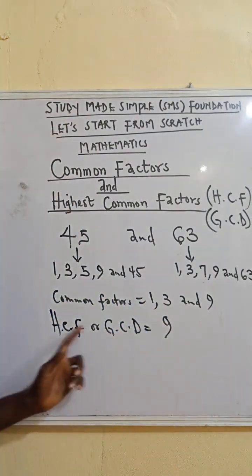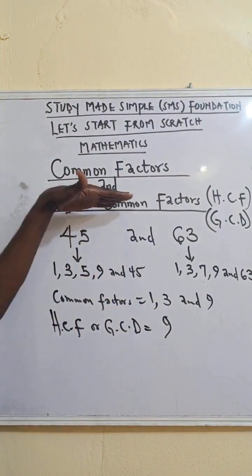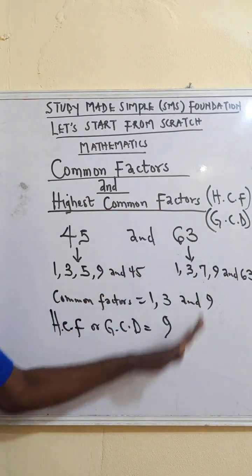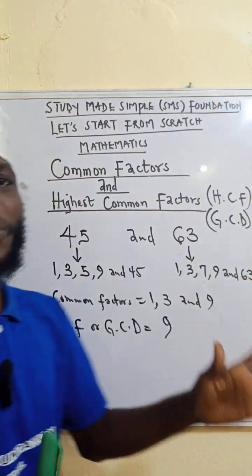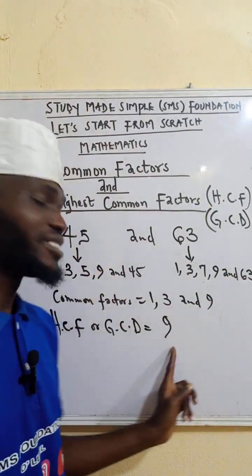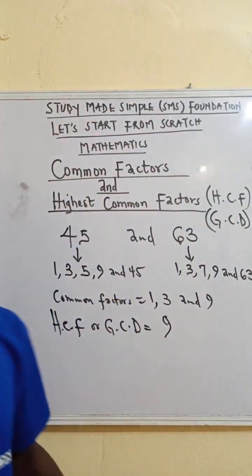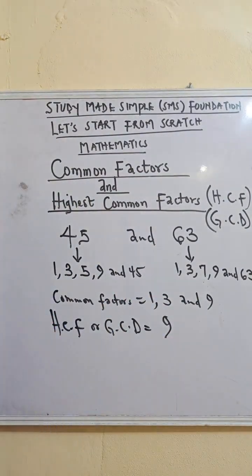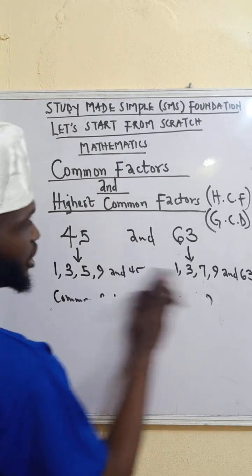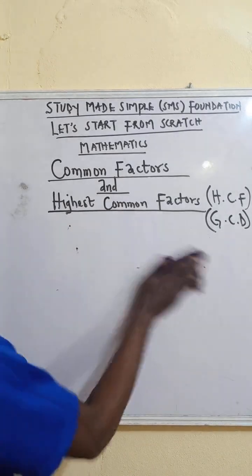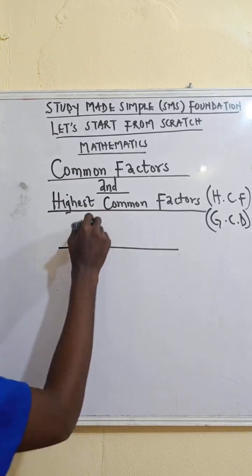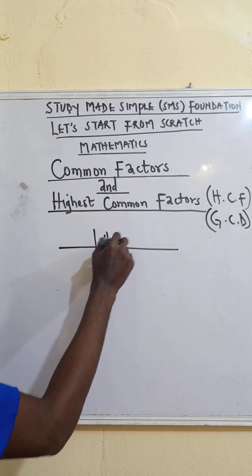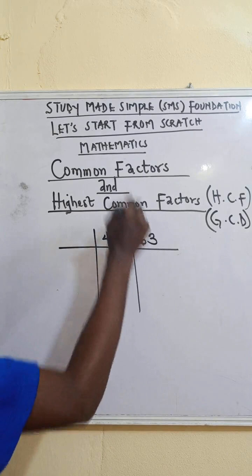But anytime they ask you to find HCF, does it mean you will have to go through all of this stress? The answer is no. We have several ways of computing HCF. Simple. Now, let me use the simplest one now. Later, I might use another method. So, let me use the simplest one. Between 45 and 63, you just draw this. Put 45 here and put 63 here.